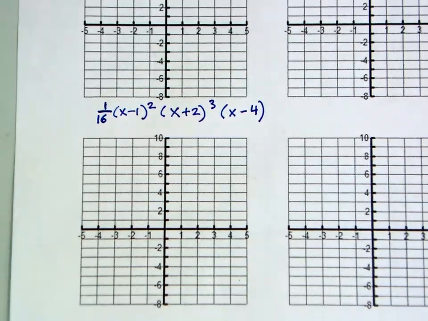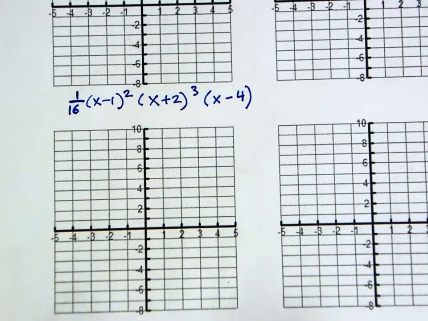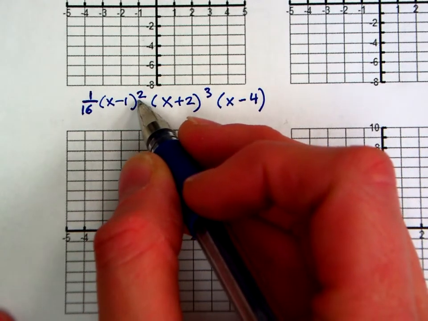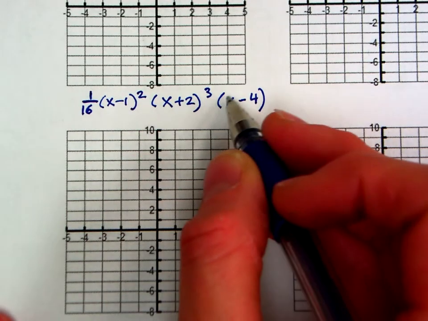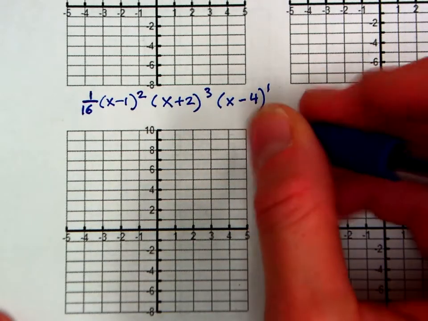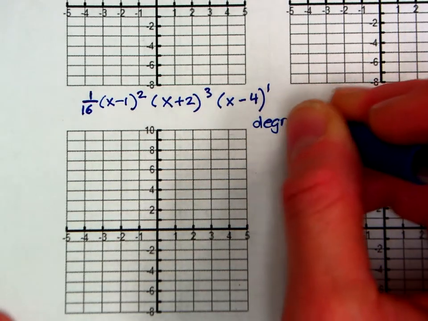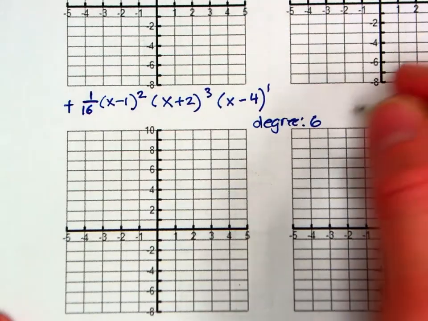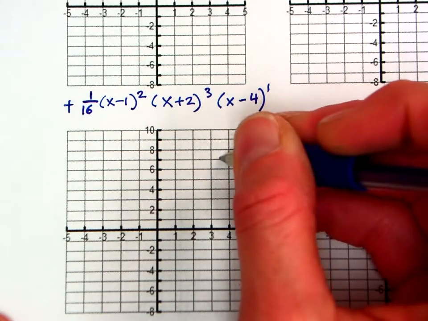So by doing this, I'm going to look at a couple things. The first thing I'm going to look at is the degree. This is squared, cubed, and then to the first. So if I add this together, that'll be 6. So the degree is 6. And the leading coefficient is positive, so that means that my end behavior is going to be both up.